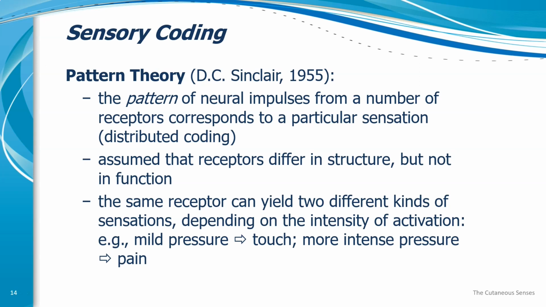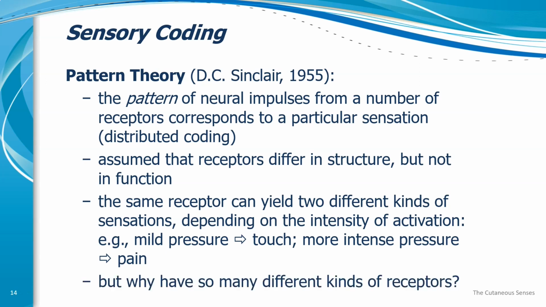It is possible if we think about this. So if you think about mild pressure on your skin, you'll feel that as a touch. But as the intensity increases, as more and more kinetic energy is delivered to your skin, eventually that light touch is going to start to hurt. So it's touch that turns into pain. Maybe we can explain the coding of the stimulus in terms of the rate of neural firing, for example. But we are left with the question of why do we have all of these different kinds of receptors that look so different from each other? And they're all doing exactly the same thing?